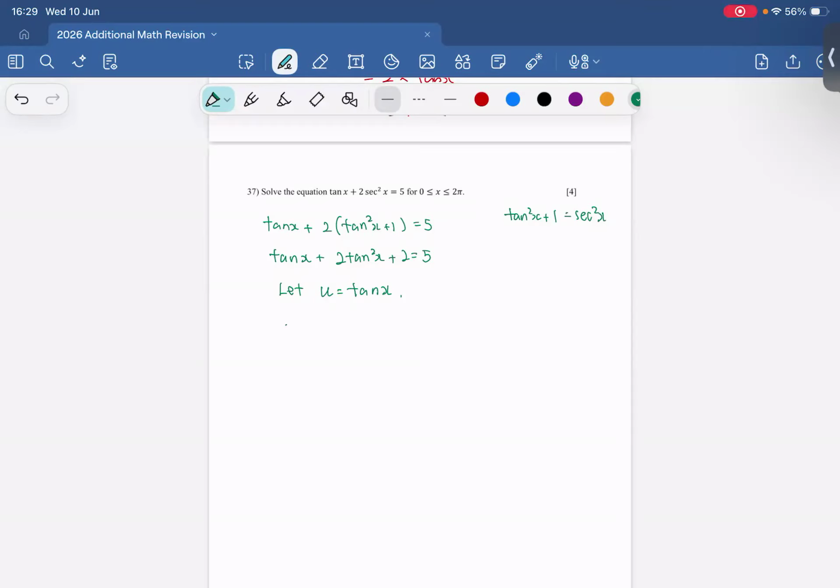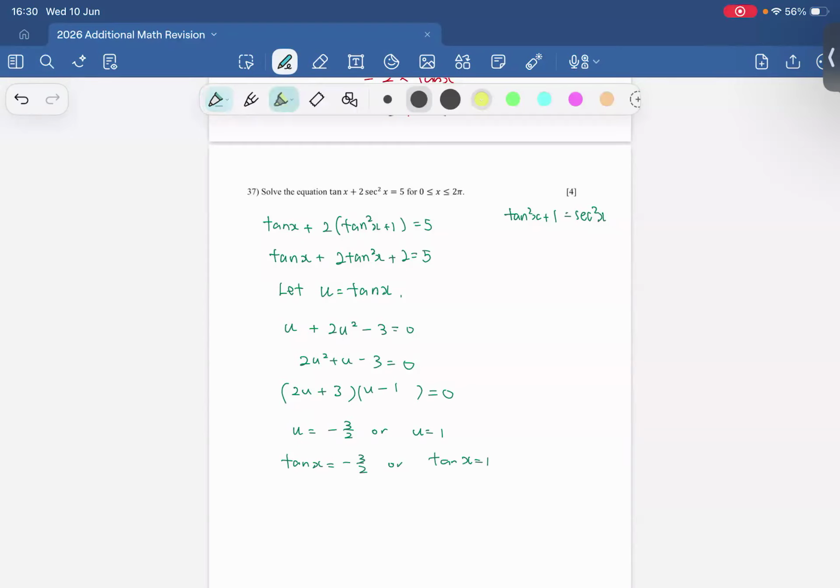Okay, so this will be u, this will be 2u square, this will be minus 3. So 2u square plus u minus 3 equals 0. So u equals negative 3 over 2, or u equals 1. So tangent x equals negative 3 over 2, or tangent x equals 1.